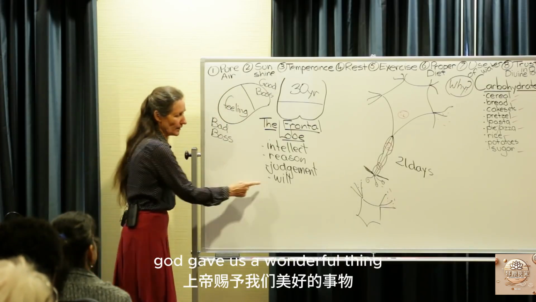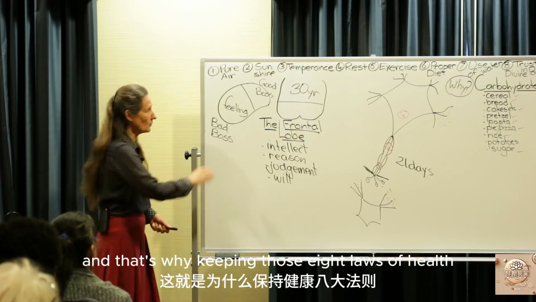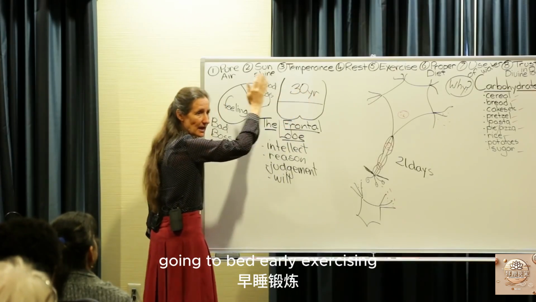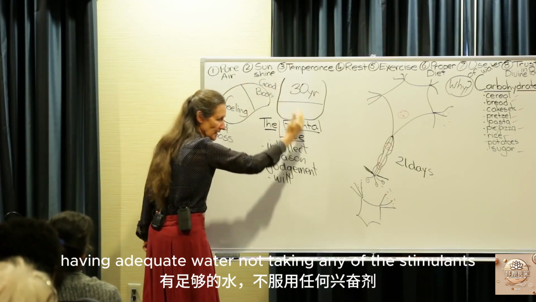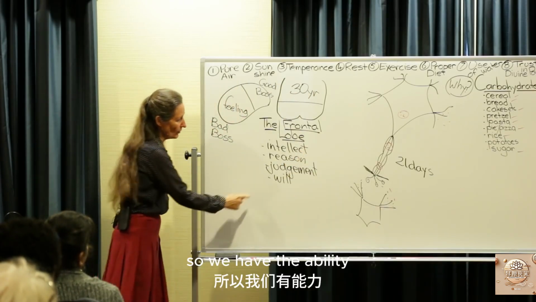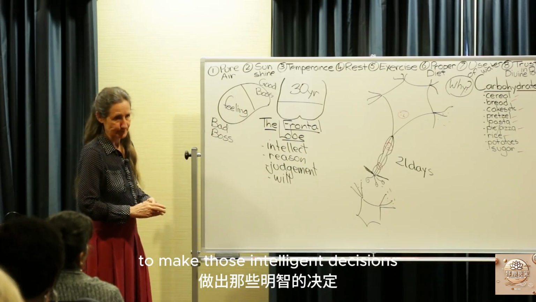God gave us a wonderful thing when he gave us the power of choice. And that's why keeping those 8 laws of health, going to bed early, exercising, having adequate water, not taking any of the stimulants, it keeps this frontal lobe sparky, so we have the ability to make those intelligent decisions.